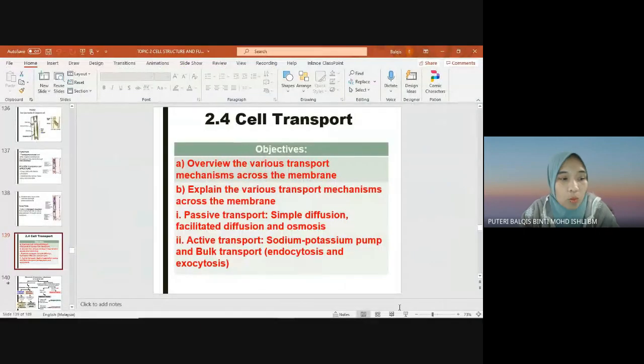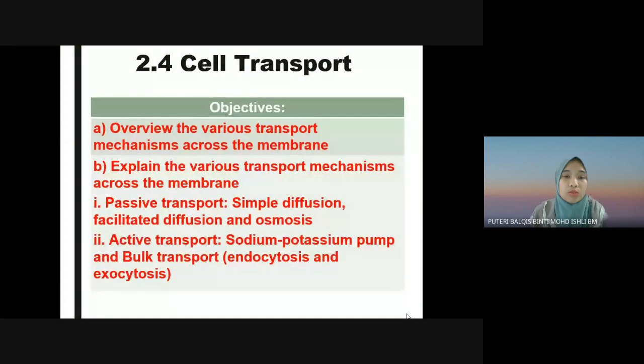Alright, 2.4 cell transport. Okay, this is the overview. Learning objective for today: overview the various transport mechanisms across the membrane, and explain the various transport mechanisms.